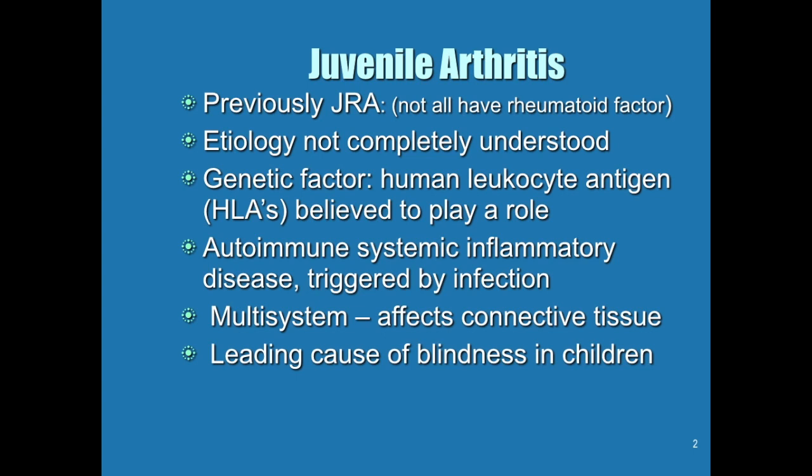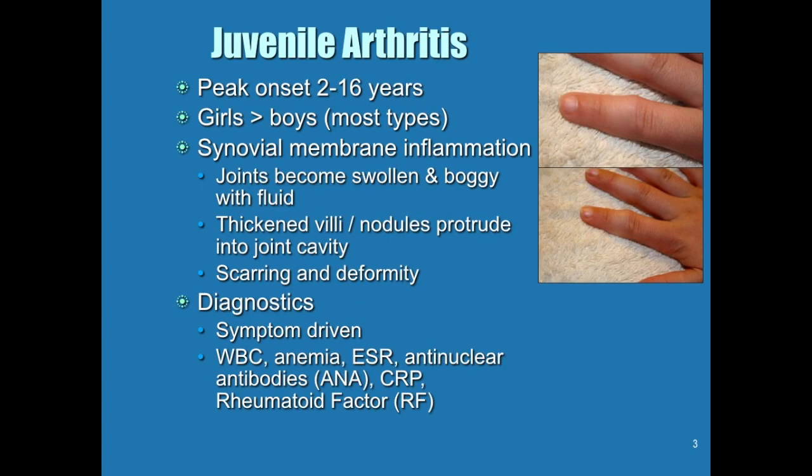What we do know is this is a multi-system disease. It affects connective tissue throughout the body. It can affect the lungs, the eyes, the joints, the kidneys. It's not a good disease. It is also the leading cause of blindness in children. When you look at the span of years, it goes between 2 and 16. That's a lot. It tends to affect girls more than boys.